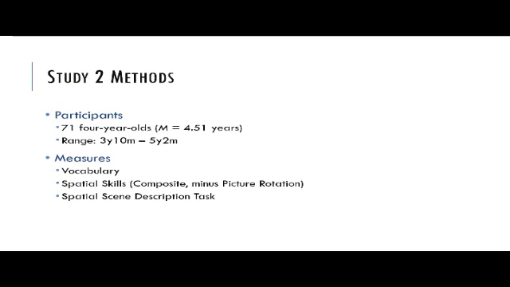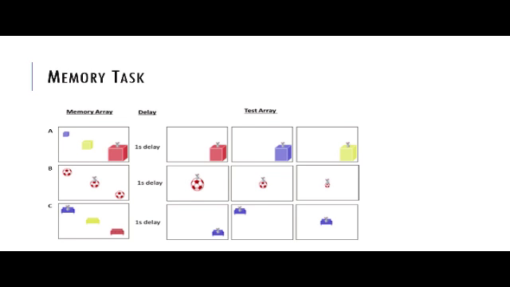The spatial skills, we dropped the picture rotation task just because we were adding in a new task and needed to not be overly demanding on our child participants. We had the same spatial scene description task, and then we added a memory task. The memory task we added was designed following that spatial scene description task. So we used the same kinds of displays for our memory array. On a single trial, we would present the memory array, there would be a 1-second delay, and the child would be asked to pick from the 3 choices in the test array, which one matched what they saw before.